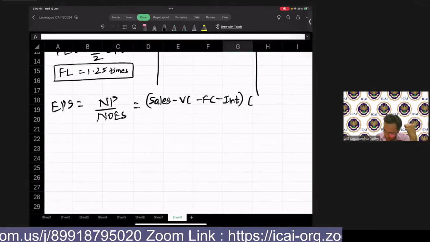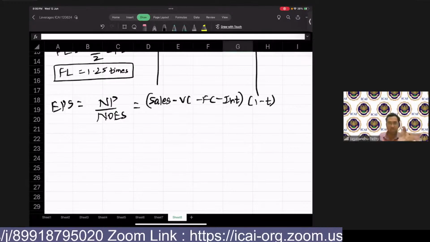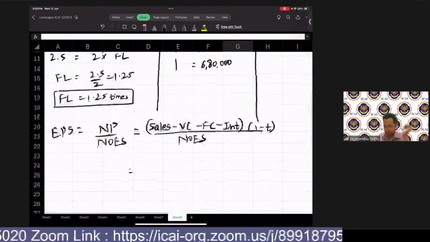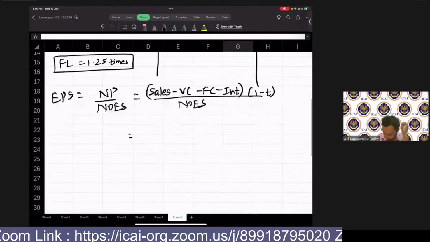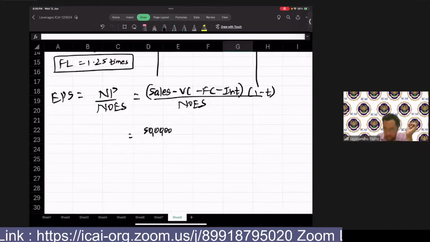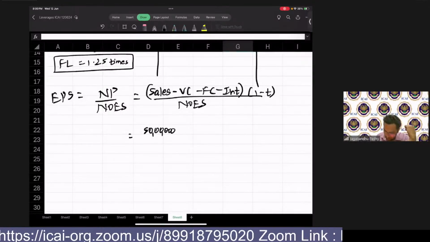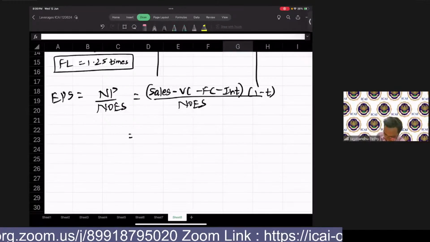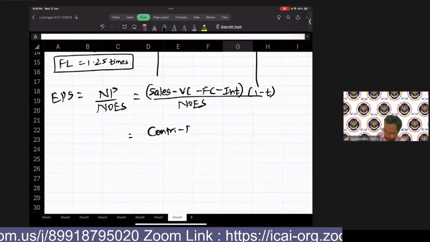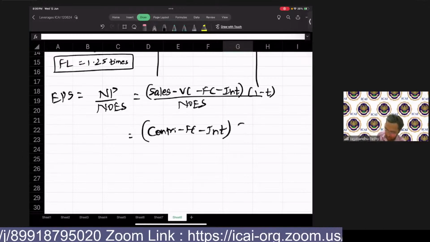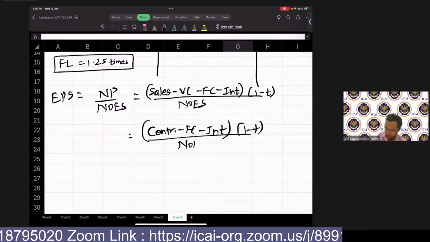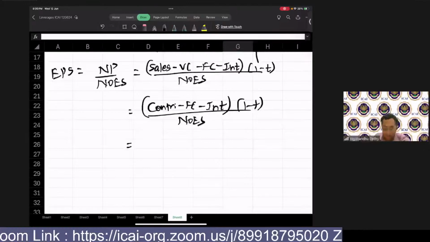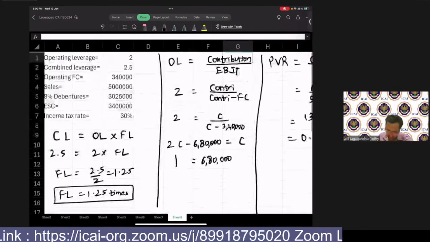So the net profit will be sales minus variable cost minus fixed cost minus interest. This entire thing is to be made after tax, so it is multiplied by 1 minus t, upon number of equity shares. In fact, instead of subtracting variable cost from sales, I can simply take contribution minus fixed cost minus interest, multiplied by 1 minus t, upon number of equity shares. Contribution we can get as sales multiplied by the PV ratio. We have the sales in the question as 50 lakh.